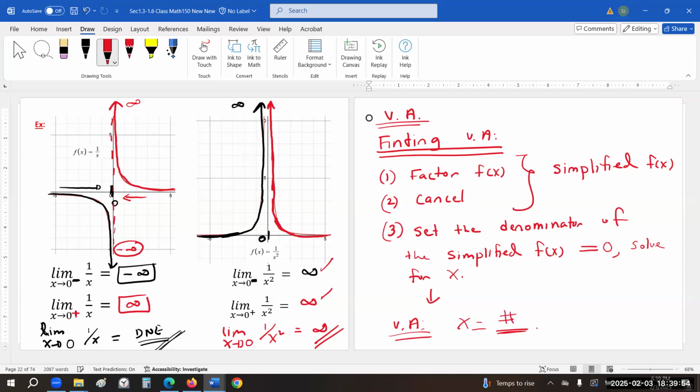Okay. What makes the simplified function's denominator 0? That's the vertical asymptote. And when you have a vertical asymptote, the limit at the vertical asymptote will always be either one of the infinities or does not exist. So we are going to learn a little bit more about this later, or you're going to do more examples on vertical asymptotes later. But right now, I'm just telling you what a vertical asymptote is and how you find it from a function.